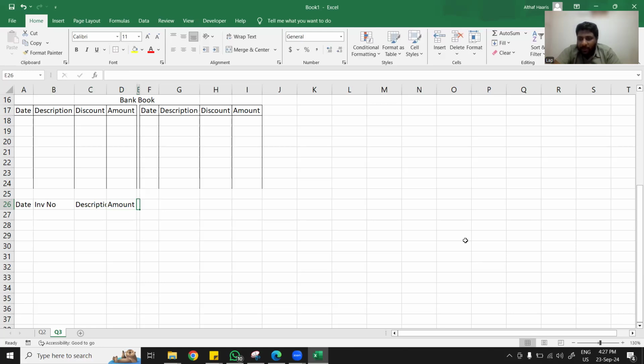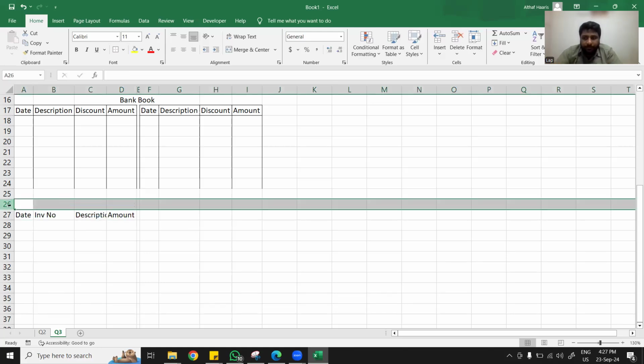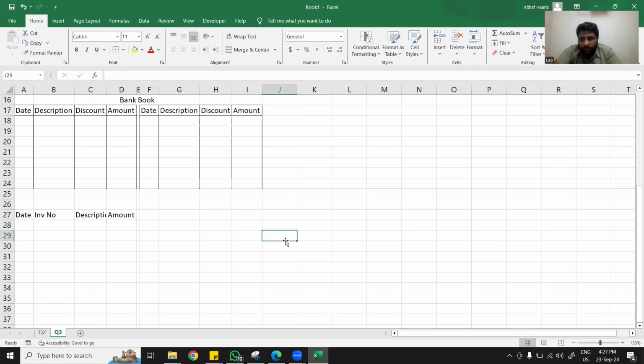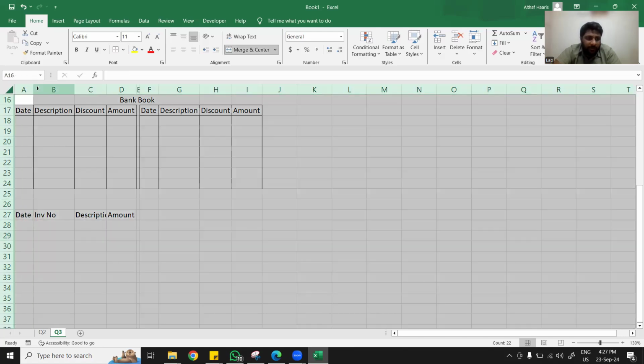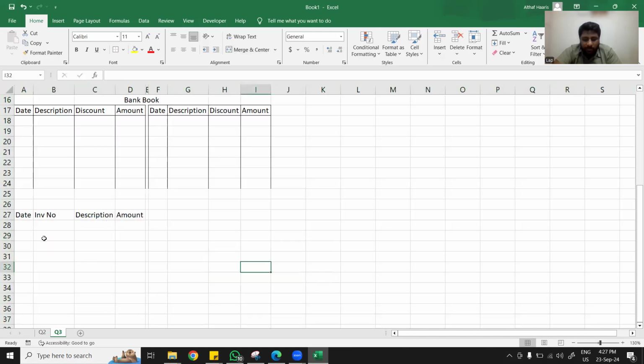If it is a trade discount, they will. Bank book, and purchase journal. Just journal, I would say like 5 lines.